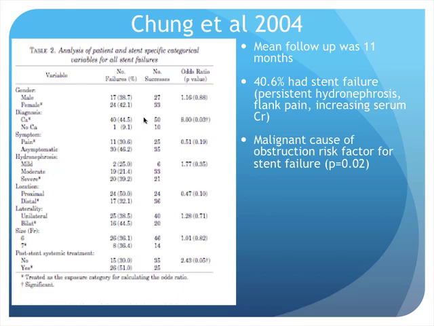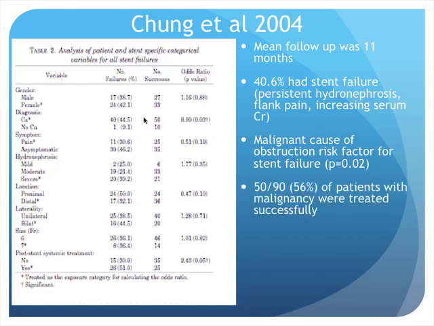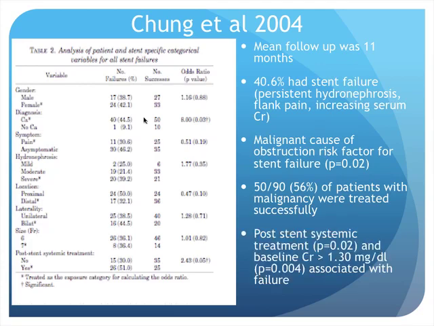From their study, they determined that a malignant cause of external compression was a significant risk factor for stent failure. However, 56% of the patients that did have a malignant cause were treated successfully. Other risk factors for stent failure included post-stent systemic treatment, such as radiation or chemo, suggesting progressive disease, and also an elevated creatinine at baseline. And these were all significant.